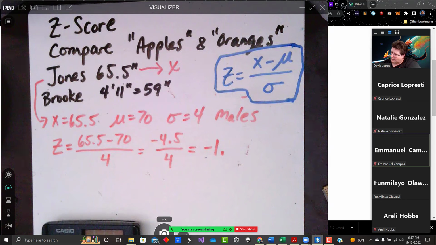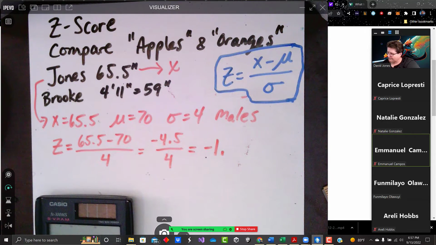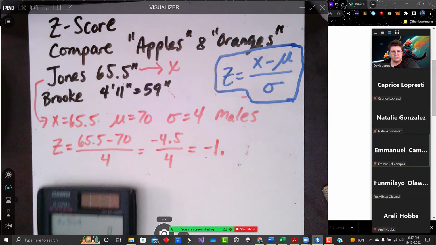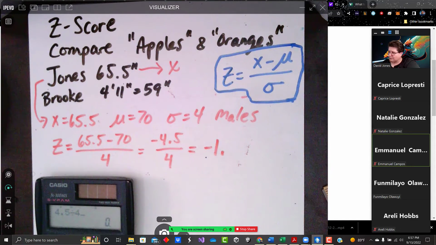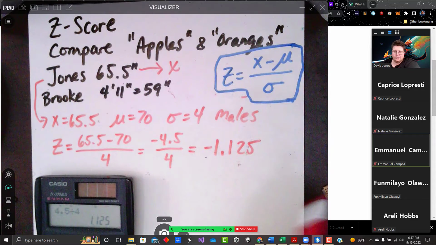over 4 is like 1/8, 12.5, 1.25. I didn't put the negative in, so whatever I have is going to be the negative answer. Yeah, 1.25. That's my z-score. I'll show that on that picture in a second.